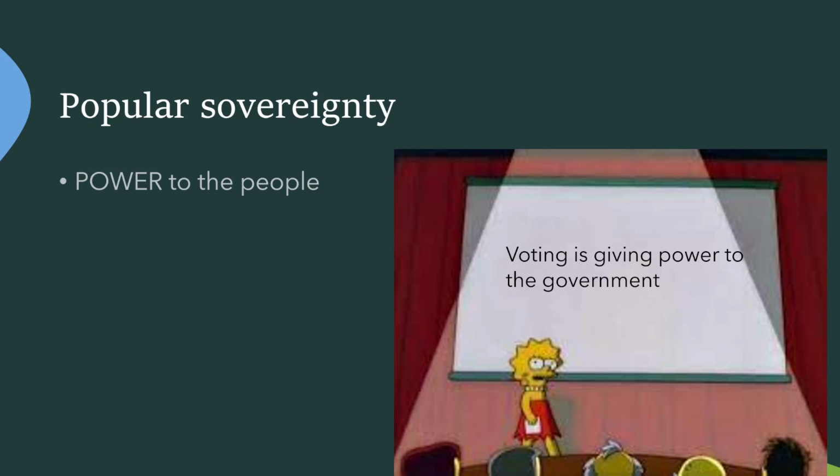Popular, people, power, okay? PPP: popular, people, power. People, power, popular. However you want to remember it. Think of popular, people. People are popular, okay? And it goes with voting, okay? Voting is what you do to show that. To show your popular sovereignty, you vote.